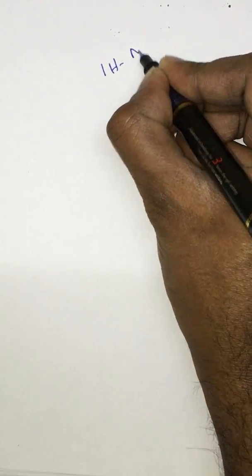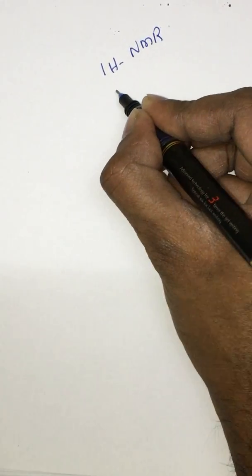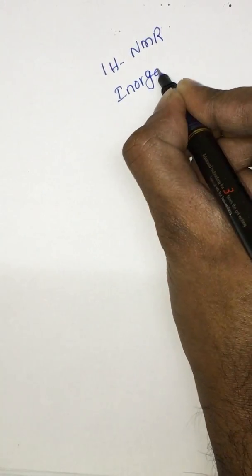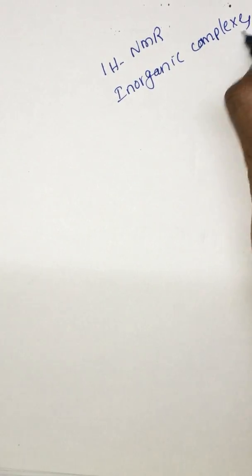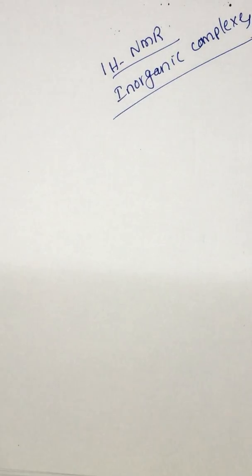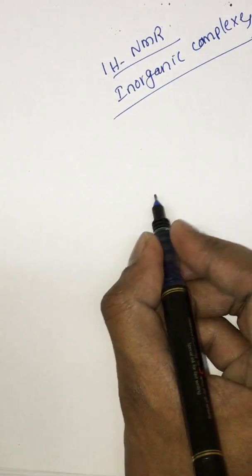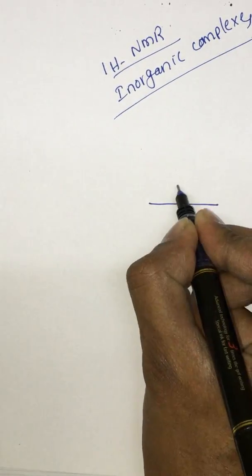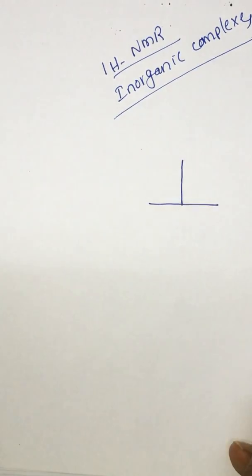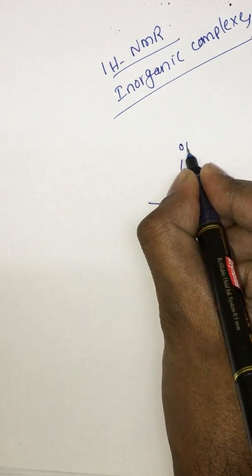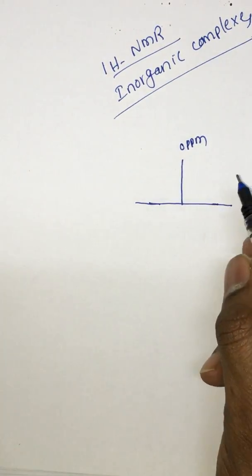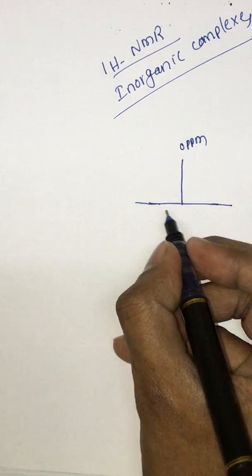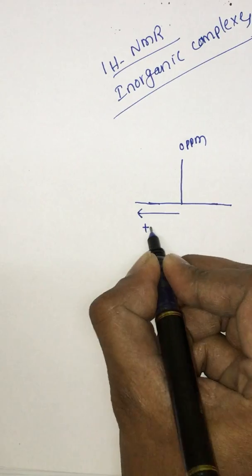Today we are going to talk about the 1H NMR spectra of inorganic complexes. In NMR spectroscopy, TMS is the reference, and that peak comes at 0 ppm. For organic compounds, we mostly see the peaks from 0 to the positive region.